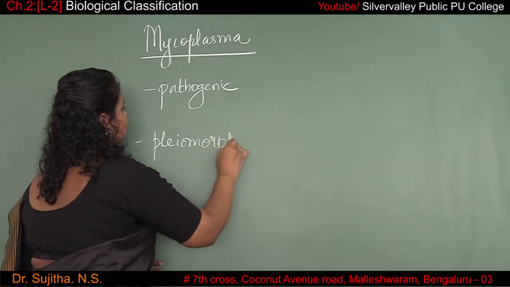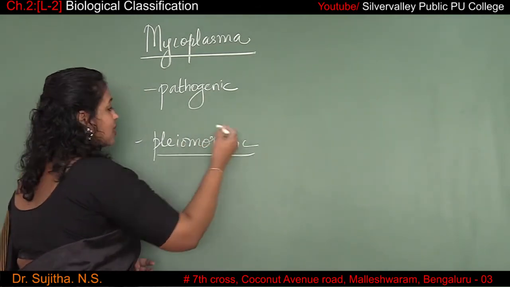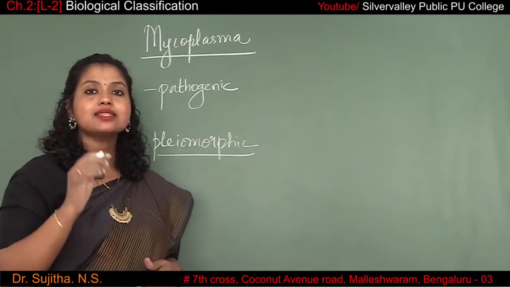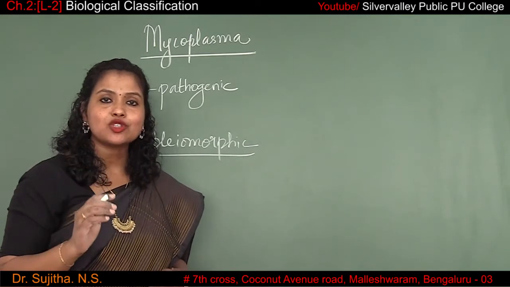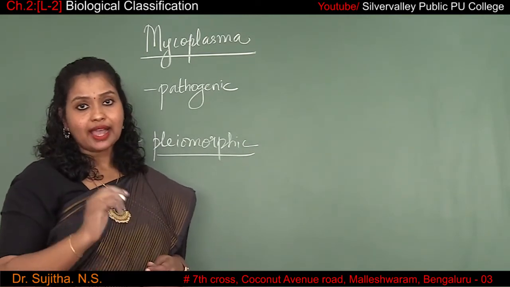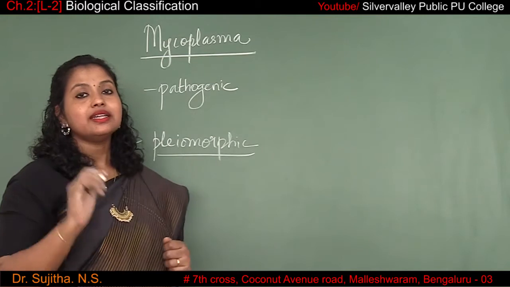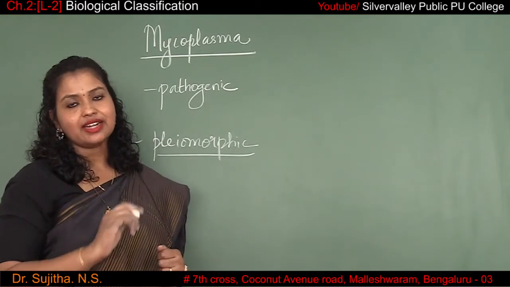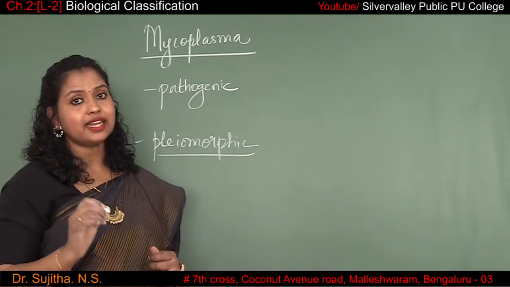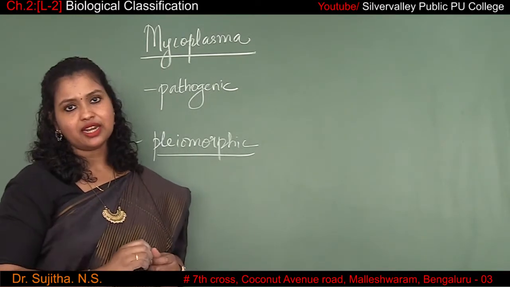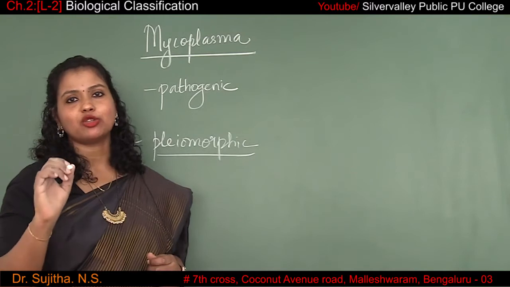Pleomorphic means this living organism, this bacteria, is able to change its shape because of the absence of the cell wall. And Mycoplasma has double stranded DNA as its genetic material. So you can find double stranded DNA as its genetic material, and it is highly pathogenic in nature.